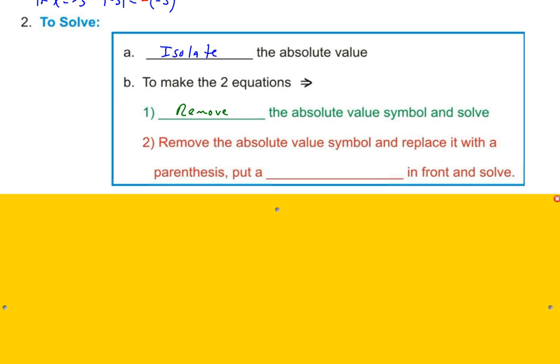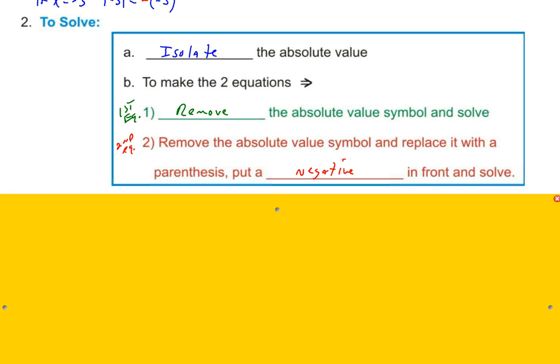So number one, and I'm going to write out here the first equation, is simply remove the absolute value and solve. I'm going to take my red. The second equation is remove the absolute value symbol and replace it with parentheses and put a negative in front. That's that negative part. Put a negative in front and solve. That'll give you the second equation.